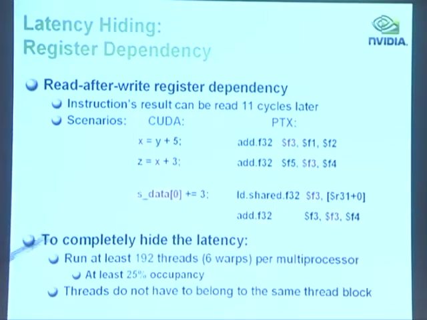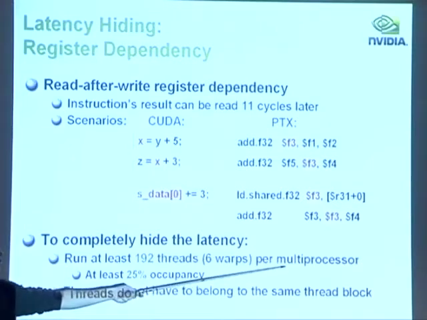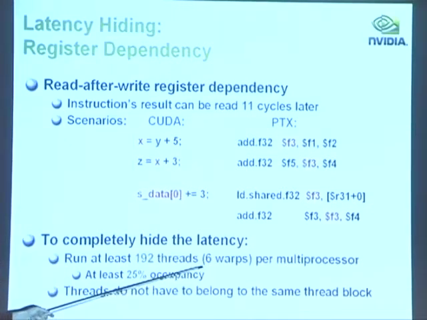So how do we hide this latency? Well, have enough threads. You can compute that based on the 11 cycles. To completely hide the latency, you want to have at least 192 threads per multiprocessor, not per block. That's 6 warps, which translates to 25% occupancy. If you have less than 25% occupancy, that's a time when you should probably optimize to get higher occupancy, because you won't be able to adequately hide the latency of the pipeline itself.